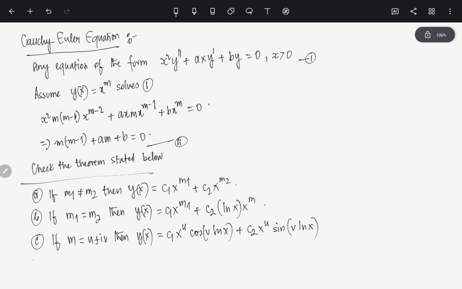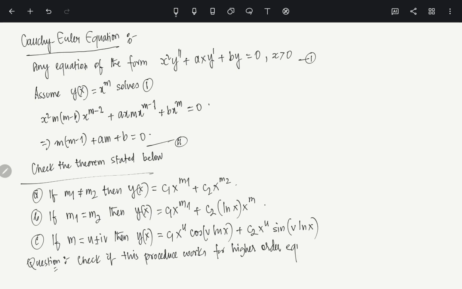So before we finish this video, let's put down a question. Question: check if this procedure, not only this, the whole video, whatever we did, works for higher order equations or not. Essentially, it should work, right?